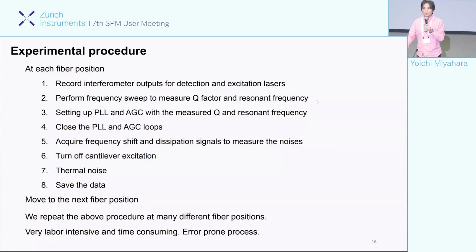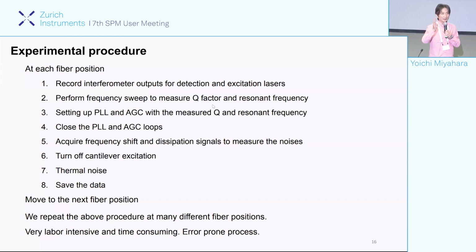So for the measurement of the noise as a function of the cavity length, what one has to do is, at each fiber position, record the interferometer outputs for the detection and excitation lasers. This is necessary to set the sensitivity. Then perform a frequency sweep to measure the Q factor, because we need to know the Q factor to set the PLL and the resonance frequency, of course. Then set up the PLL and AGC with the measured Q and resonance frequency, as Homan just did, and close the PLL and AGC loops.